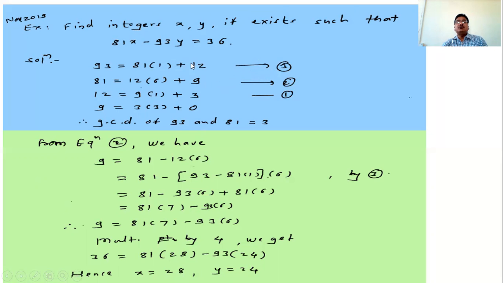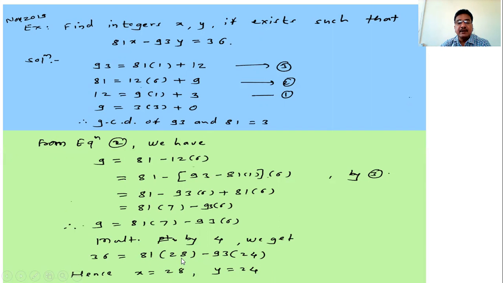And then we have 12 as 93 minus 81 into 1, and we could write this in the form 81 into minus 1 plus 93 into 1 in brackets. Therefore we have different answers for x and y. It depends on your procedure. These answers x and y are not unique.